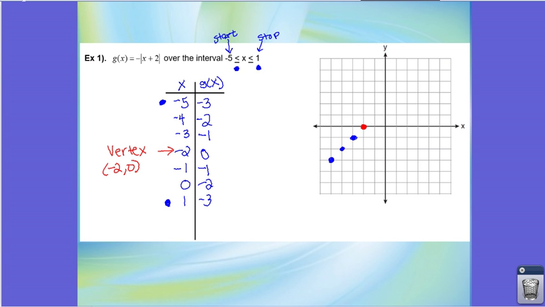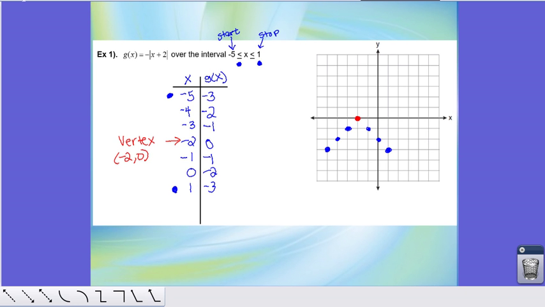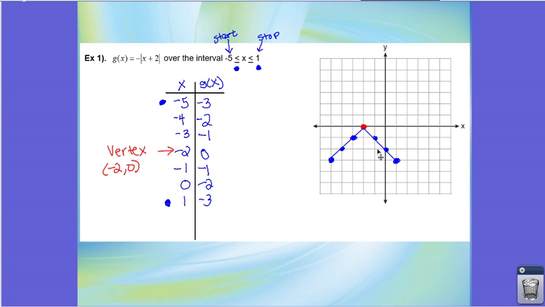Our vertex is our turning point, so now I can go negative 1, negative 1, 0, negative 2, and then another shaded circle for 1, negative 3. When I connect the points, I try to make my line as straight as possible. Luckily I have this tool here to help me out. You can use a ruler or a straight edge, or just do your best. And I am always sure not to include arrows if I am given a domain. I should also name the function, so next to this function I will title it g of x.